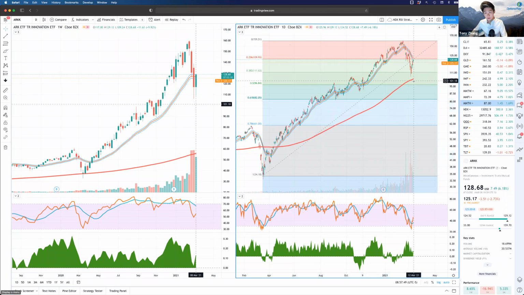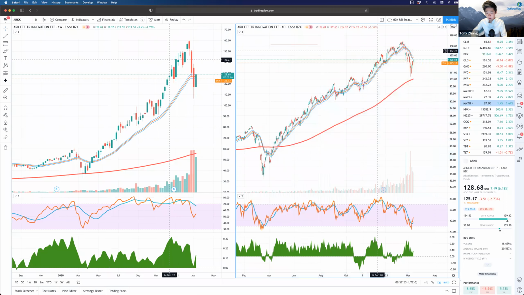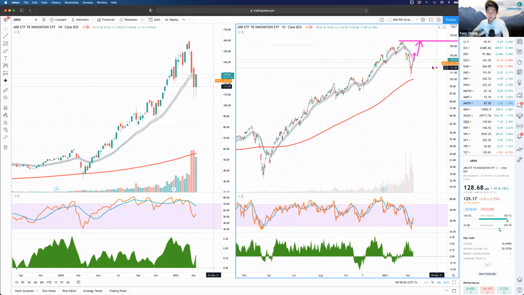However, there are some strong names within ARK that, like I said, are just within spitting distance of getting back above their 21-day moving average. Because if you get a breakout above the 21-day moving average, in my opinion, that puts you back towards that 160 level here. But we're not there yet. We may just be a couple of sessions away, but we're not there yet on these names.